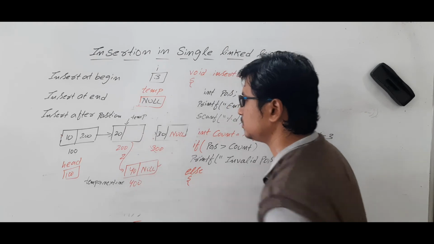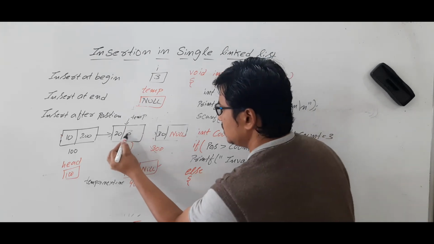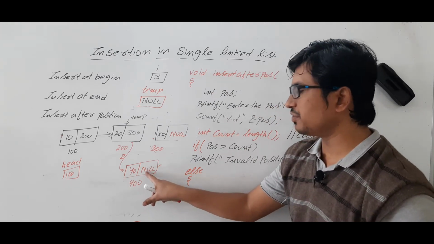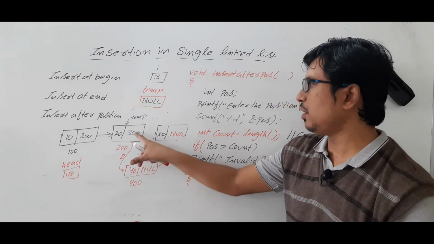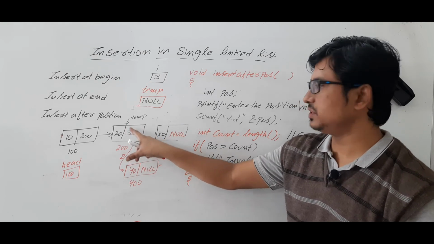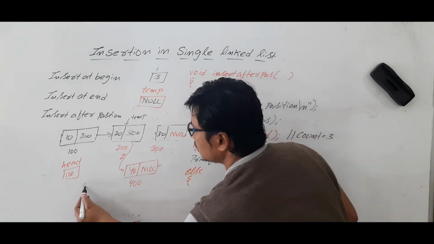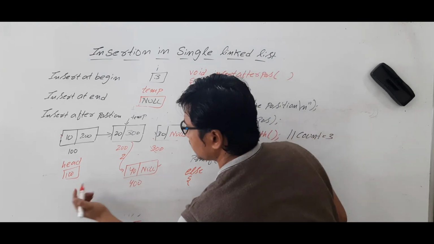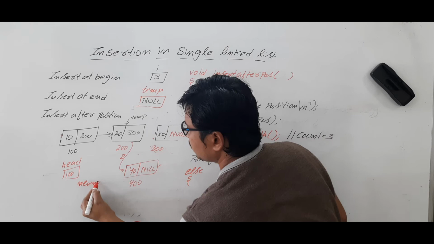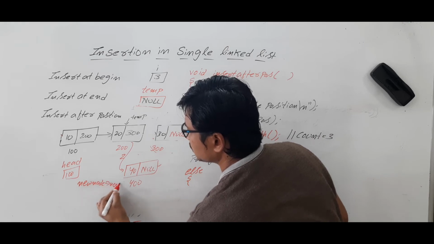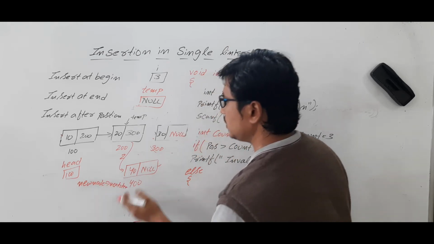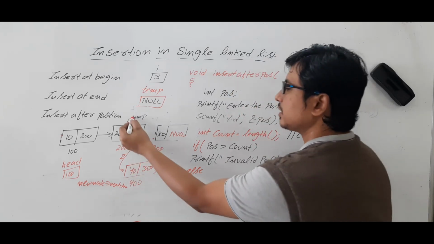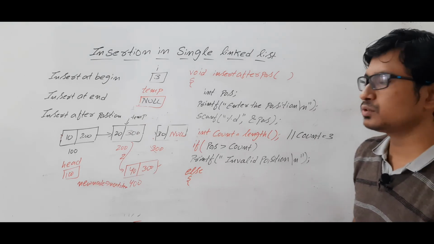What is the logic you need to follow first is that, okay, first you need to write new node of next. Here you have to assign this 300, which is temp. So you have to write new node of next is equal to temp. So here you will get 300. Then you can write temp of next is equal to new node. These two statements you have to do.